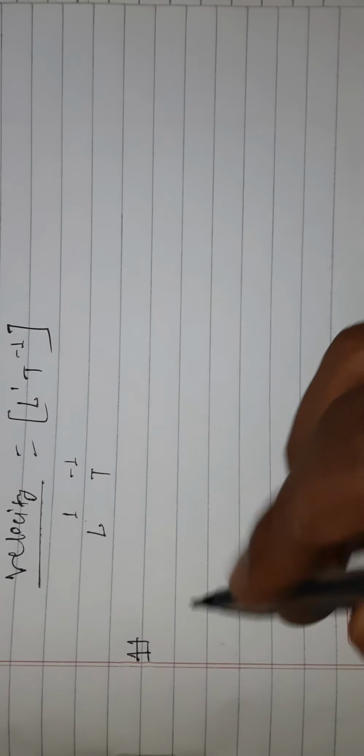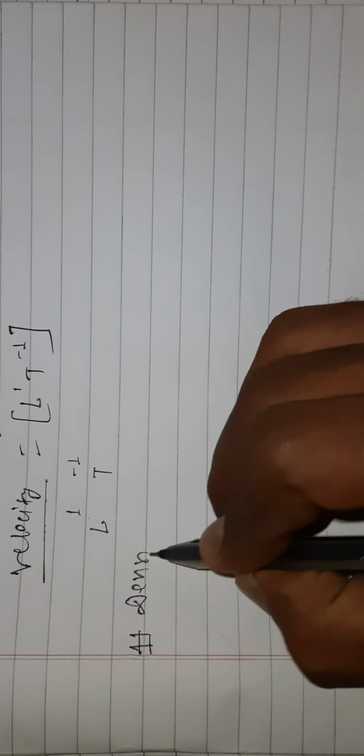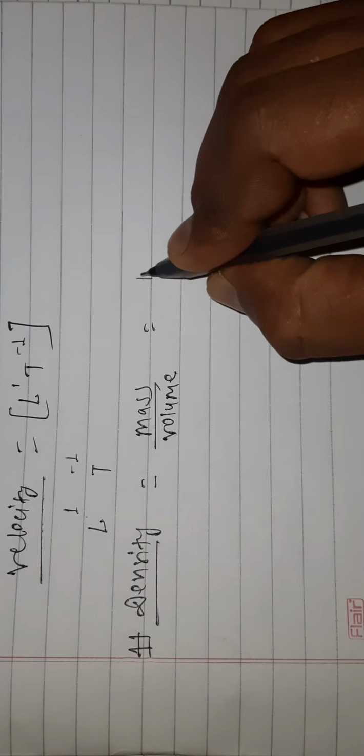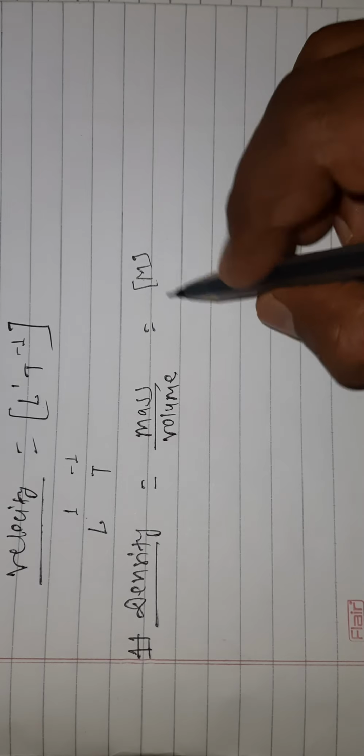So let's take another quantity, that is density. Suppose we have density. What is the formula of density? The formula of density is mass by volume. We have already studied this, because density is a very simple topic of physics. Mass is represented by capital M.